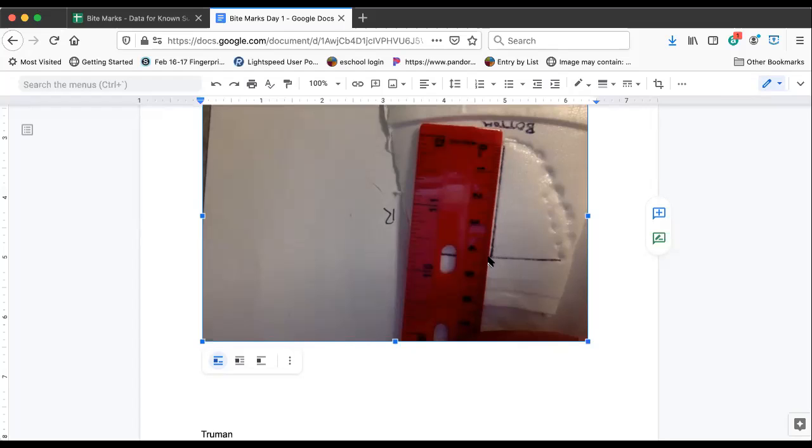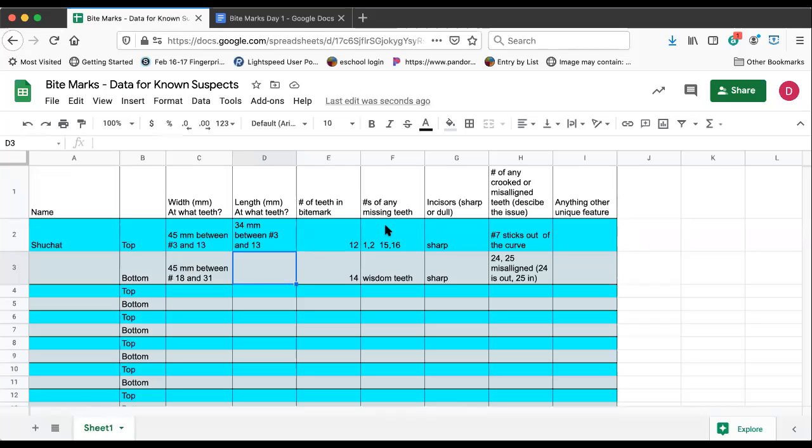But I would say that that's probably 40. What do we think? 41? Maybe 42? It's not going to matter that much. 42 millimeters between number 18 and 31. Again. Did it again. That's weird. I don't know. Okay.